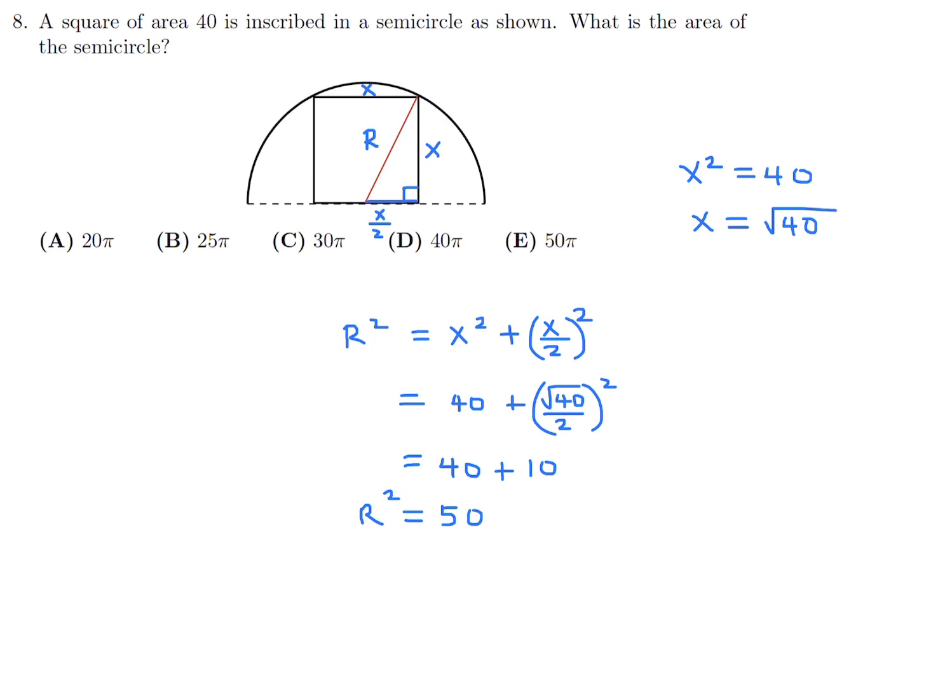Okay? And then now the area of the semicircle, well, the area of a circle is pi r squared. The area of a semicircle would be pi r squared divided by 2. So pi times r squared, which I just calculated, is 50, divided by 2. And that is 25 pi. So number 8, the answer is B.